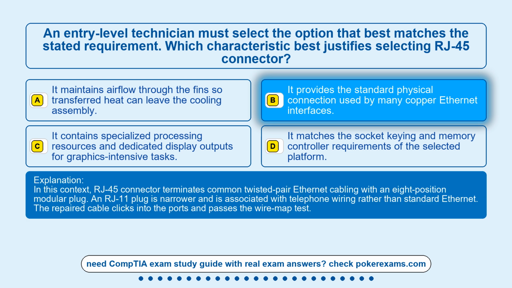In this context, RJ-45 connector terminates common twisted-pair Ethernet cabling with an 8-position modular plug. An RJ-11 plug is narrower and is associated with telephone wiring rather than standard Ethernet. The repaired cable clicks into the ports and passes the wire-map test.